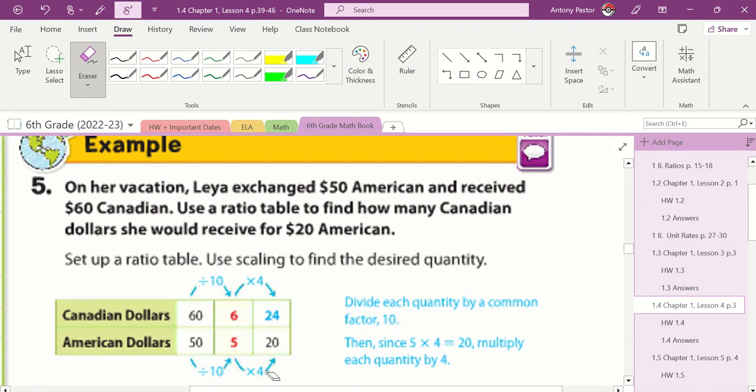We are now going to up-convert this. 5 times 4 will give me 20. I need to multiply 6 by 4. So 20 American dollars will give me 24 Canadian dollars.